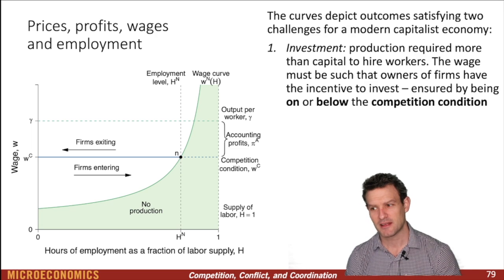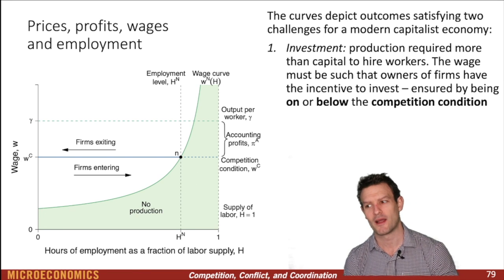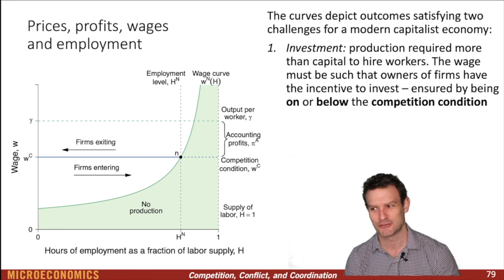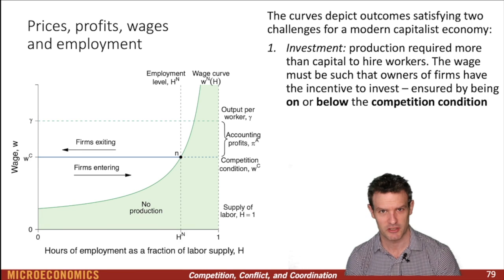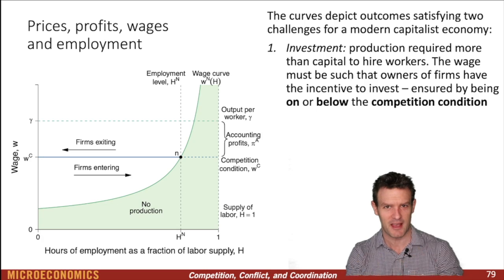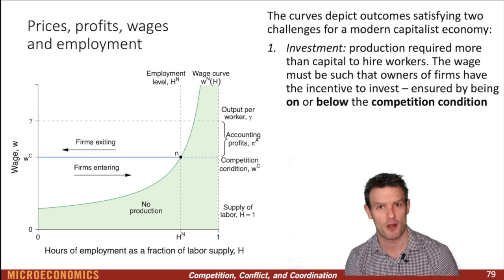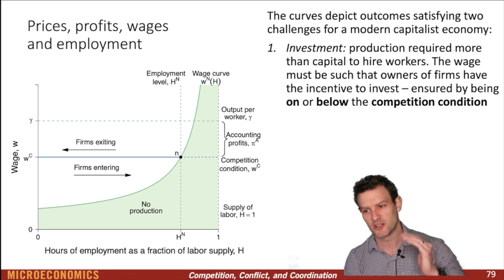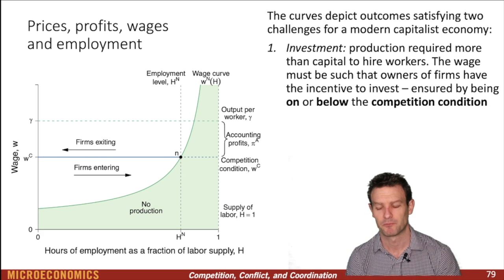And so thinking about that, we've got a couple of different things that are going on. We firstly have investment. Production requires more than capital to hire workers, right? The wage must be such that owners of firms have the incentive to invest, ensured by being on or below the competition condition. So that's the same point about firms entering. Firms are going to enter and invest in a given industry if they can make sufficient profits, and that's going to be happening if the wage is below the competition condition wage.